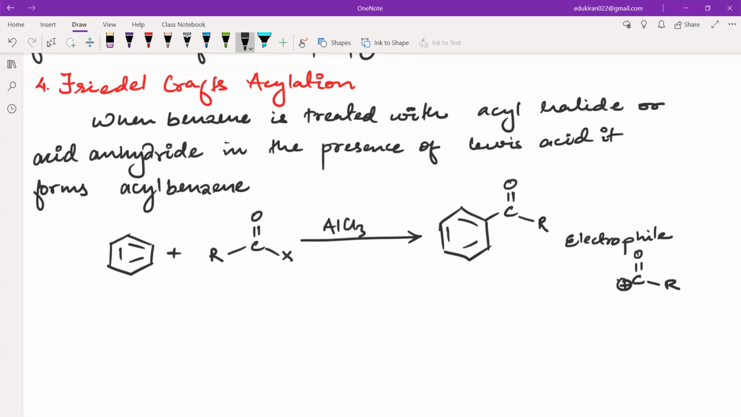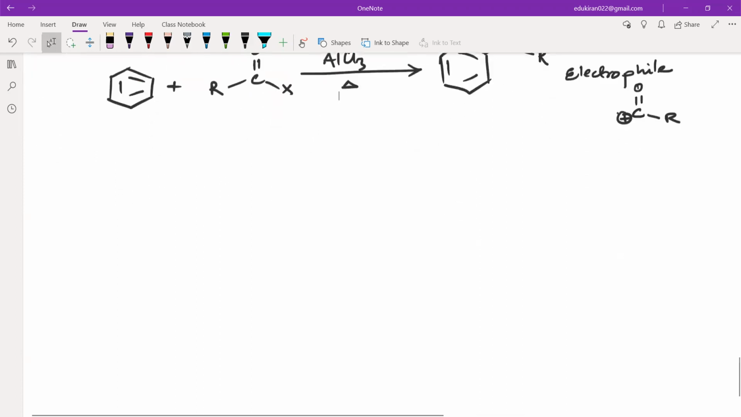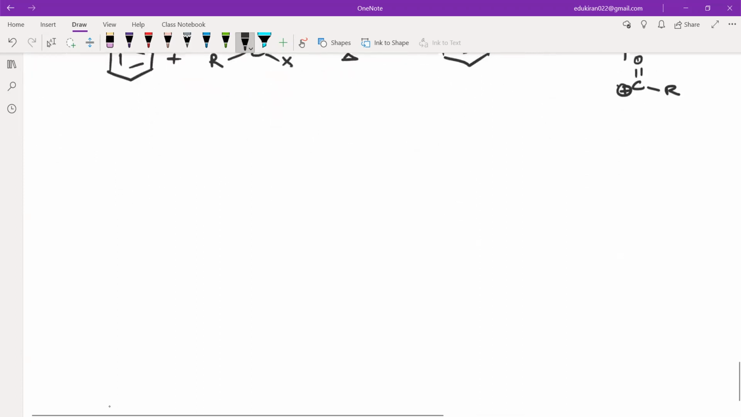because the atom which is bonded to the benzene ring will possess the positive charge. Is this clear? Yes or no? Please tell me. So there is some heat also required. Is this clear? Yes or no? Tell me. Yes, sir. Electrophile is fine. Now, just the generation of electrophile.